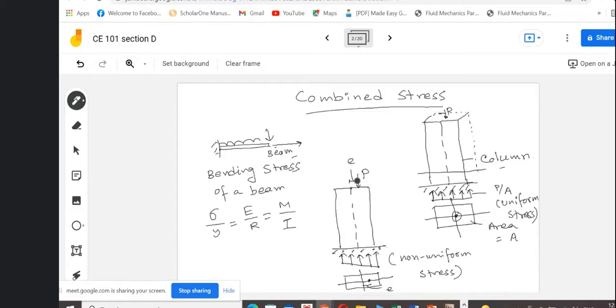This particular e, or the distance by which the load is acting from the center line, is known as eccentricity or eccentric distance.